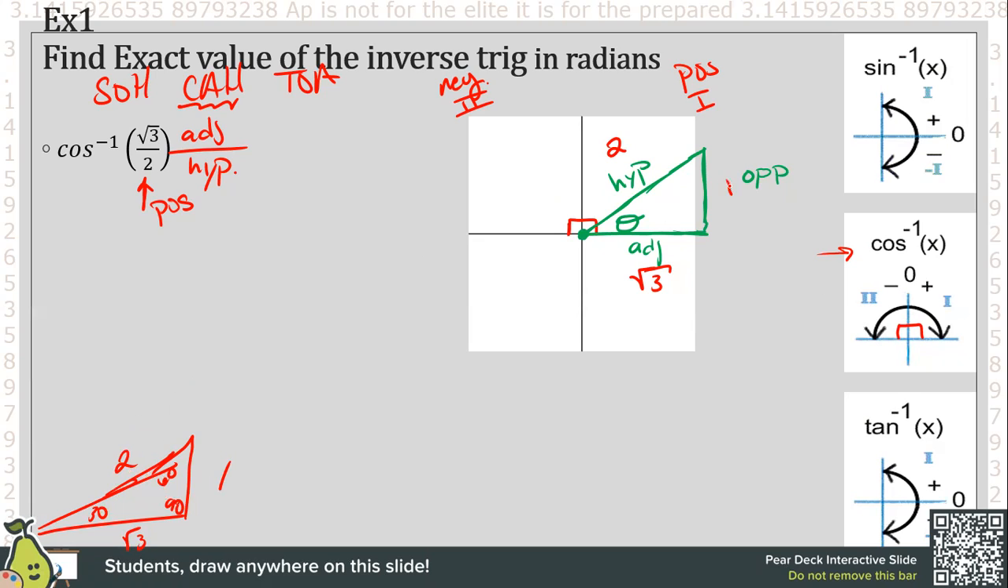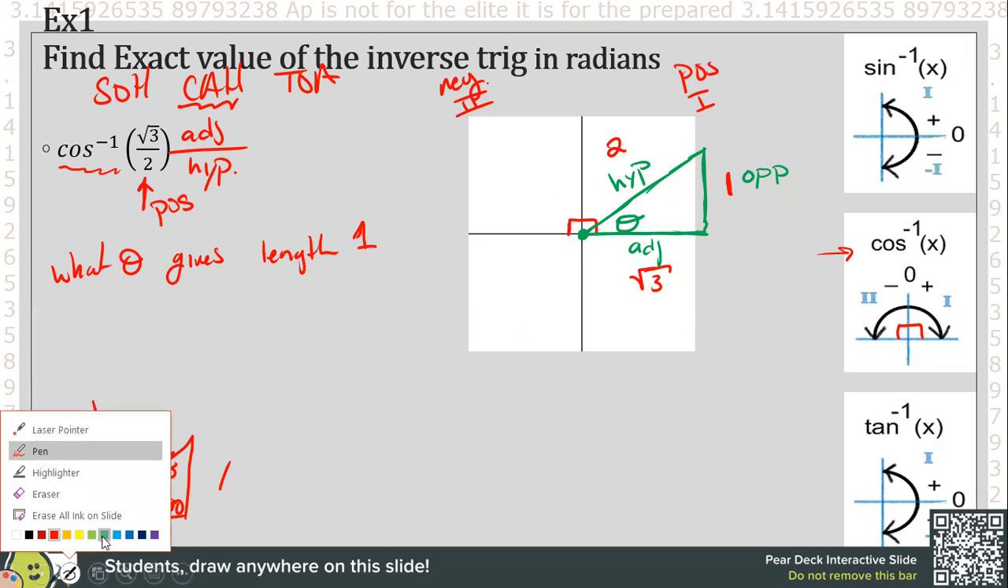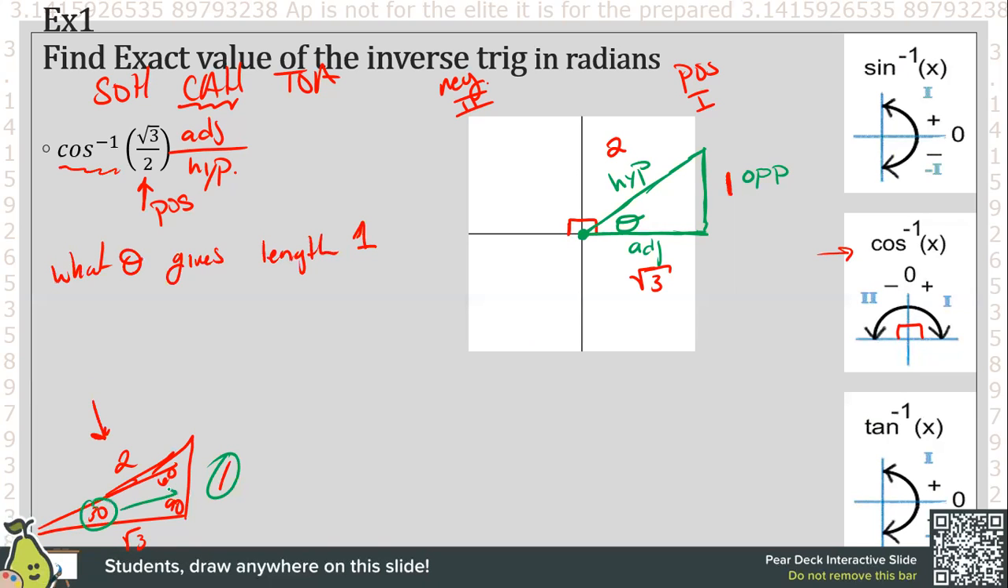So right here, the length that I'm missing is 1, because I already had the square root of 3, I already had the 2. Awesome. So my question is, what theta, right? Because that's what the inverse trig function is asking. What theta gives the length of 1? So what angle, and we can refer back to our 30, 60, 90 triangle, gives me this one right here? Well, we can see that the length opposite is 1. So this theta that I'm looking for is 30 degrees.